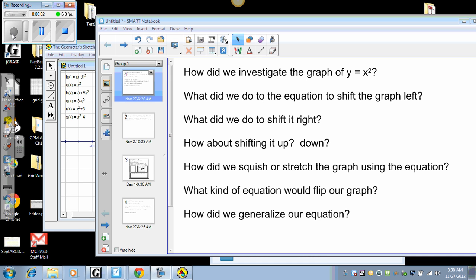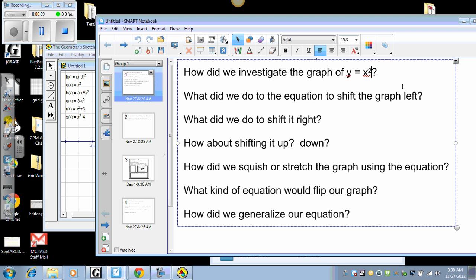Okay, so you might remember that we were investigating y equals x squared as a parent graph. We called that a parent graph, and the reason we called it a parent graph was because we were playing around with it, and we realized that a lot of things about that equation can happen to make that graph look different, but it still looks like a parabola. So today we're going to be investigating different functions, not just y equals x squared.